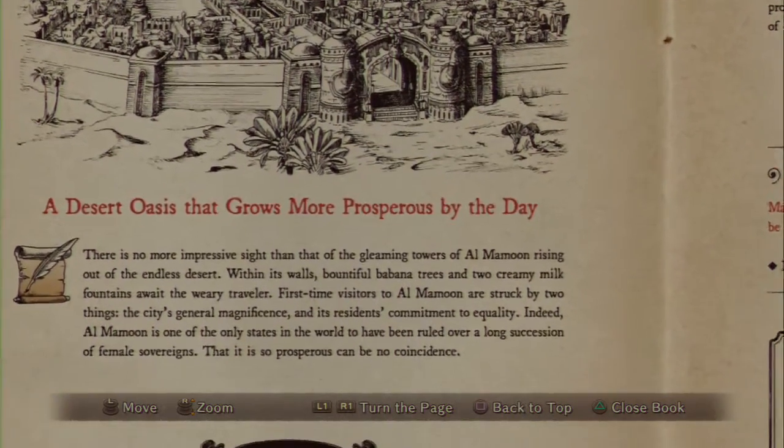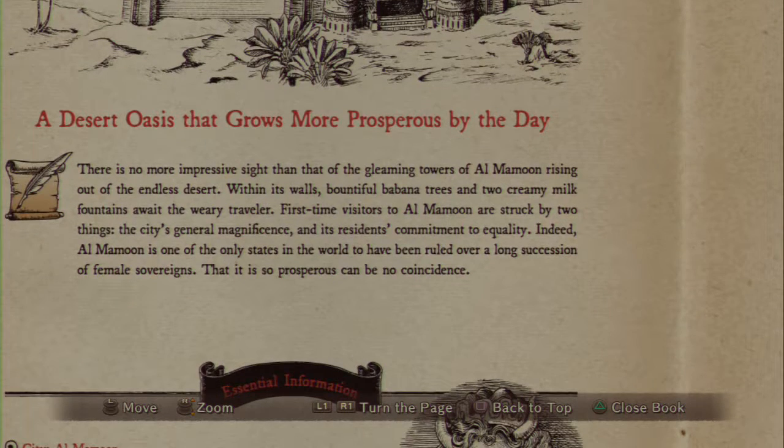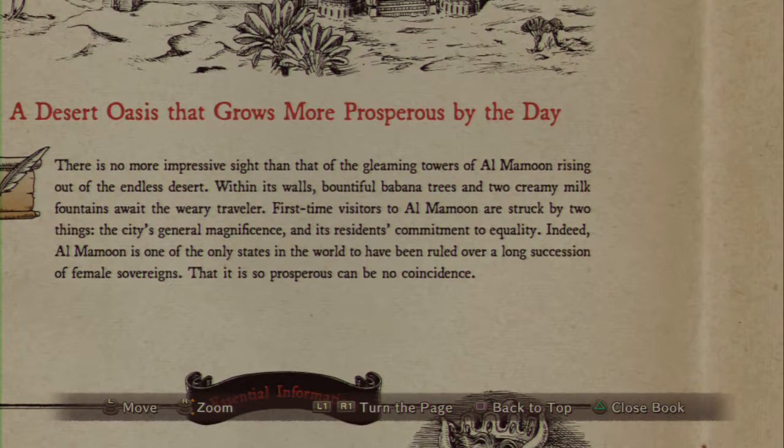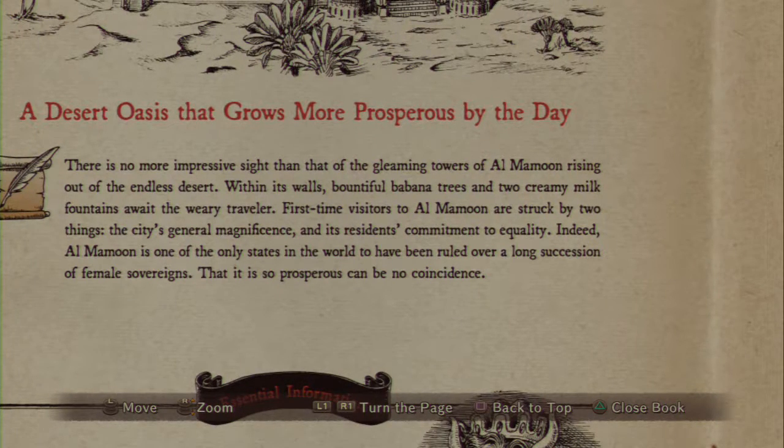Mamoon, a desert oasis that grows more prosperous by the day. Prosperous, rather. There are no more impressive sight than the gleaming towers of Mamoon rising out of the endless desert. Within its walls, bountiful babana trees and 2 creamy milk fountains await weary travelers. First-time visitors to Mamoon are struck by 2 things: the city's general magnificence and its residents' commitment to equality.